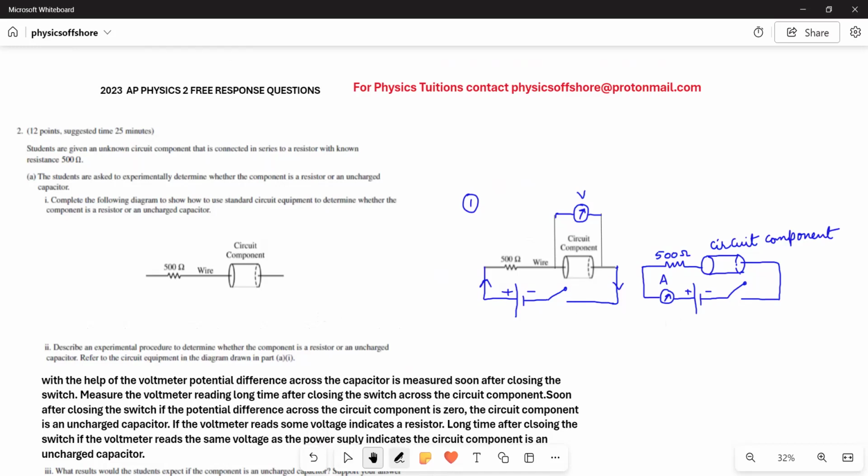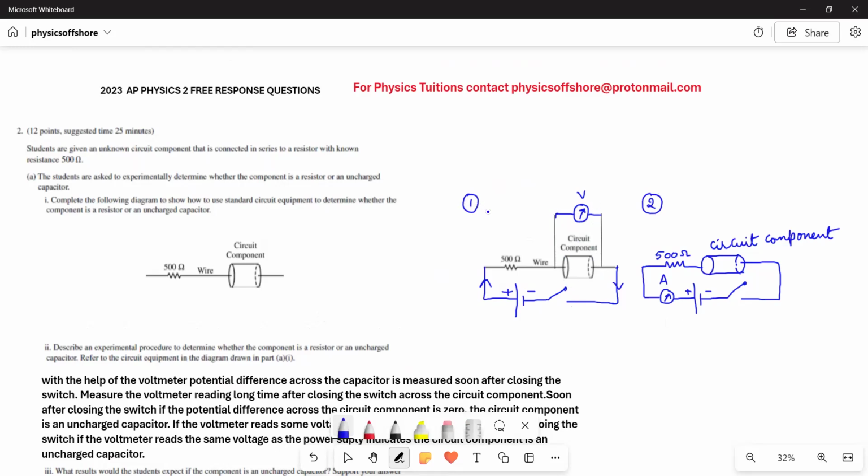The first one is connecting the voltmeter in parallel with the circuit component. When you connect the voltmeter in parallel to the circuit component, soon after closing the switch, you measure the voltage. And then after a long time after closing the switch, again measure the voltage.